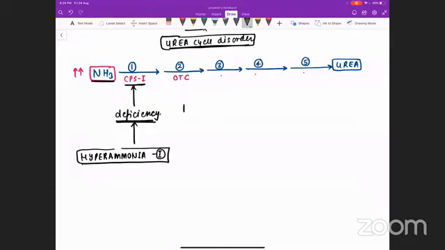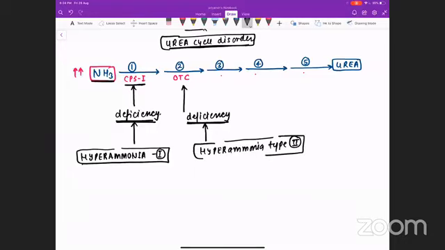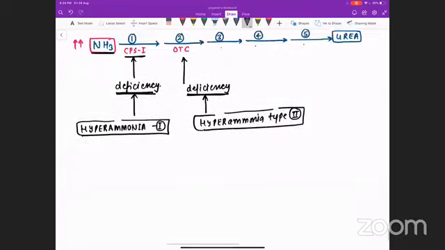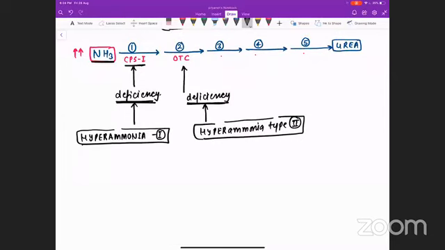Whereas if there is a deficiency of OTC, OTC meaning ornithine transcarbamylase, this enzyme deficiency is called hyperammonemia type 2. In the same way, we have hyperammonemia type 3, 4, 5. But the important ones are the first and second.